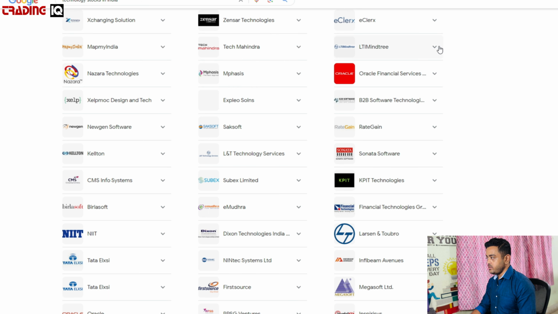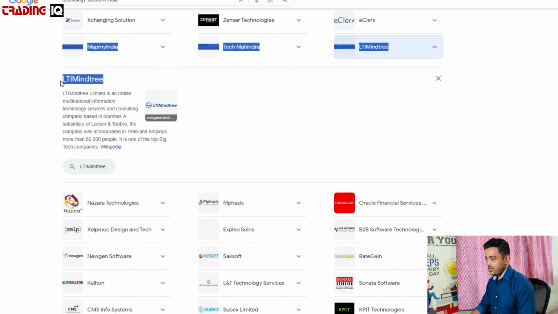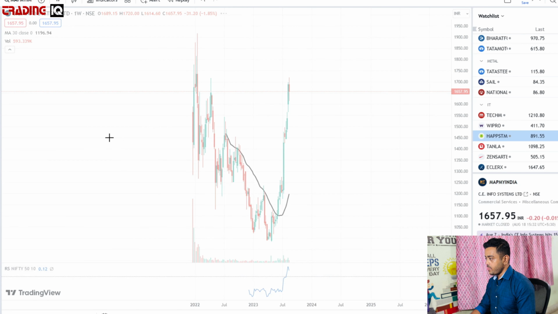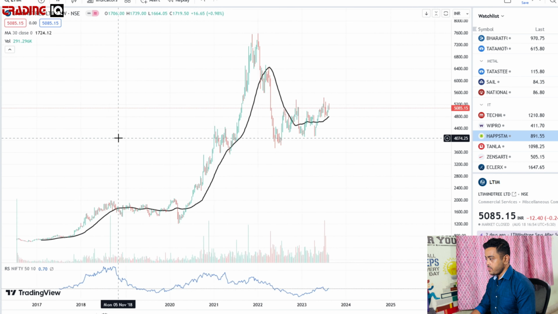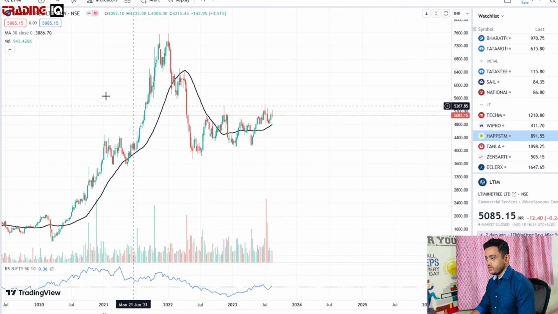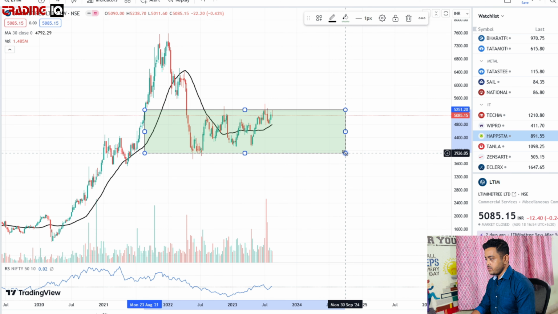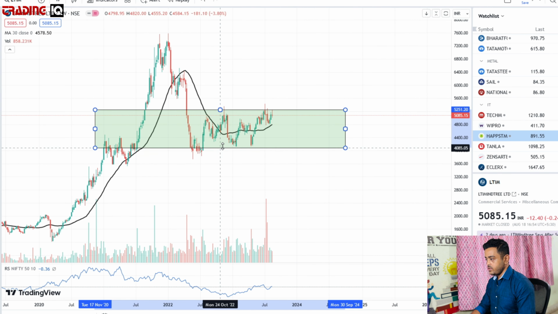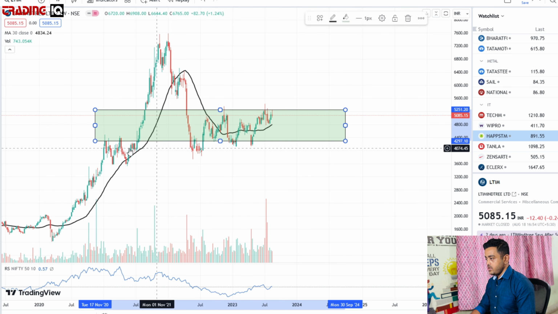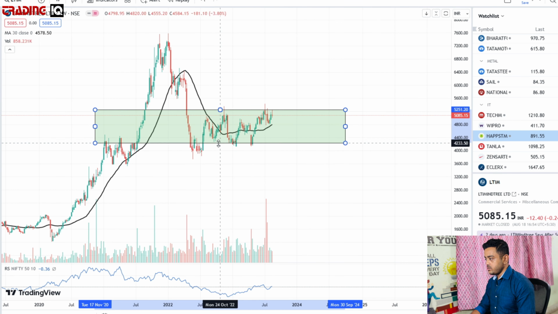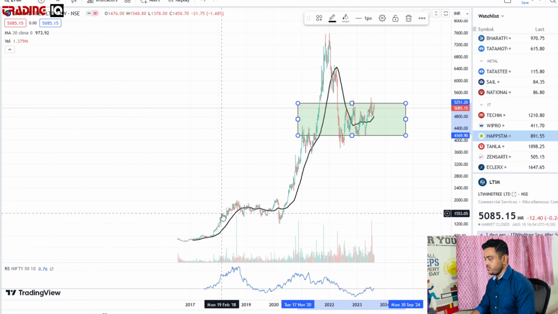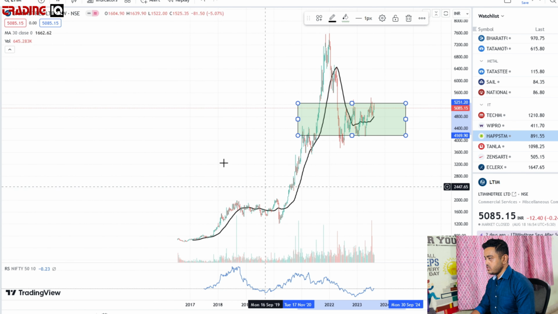Tech Mahindra, it's already in my watch list. One power already. I'm invested in this stock. This looks promising. Right? This was resistance, this was support, this is like a base, and this is the upper level. If it breaks out with significant volume such as this, then why not?